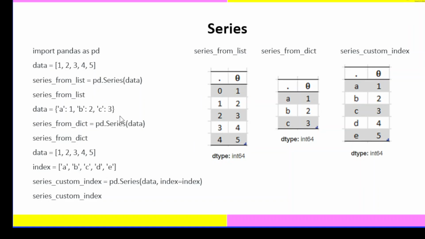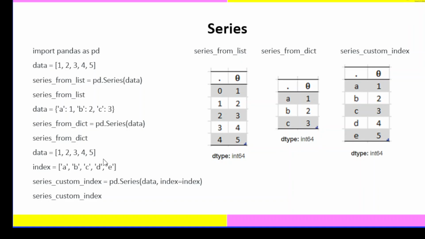Next is the dictionary. Dictionaries occur in key value pairs. This is a key and this is a value. Now we do the same thing we did with the list: we convert this dictionary data into a series. This data will be fed in, and the dictionary is converted into a series, and you can see from this output, series from dictionary, the A1, B2 and C3. So your dictionary gets converted into a series.